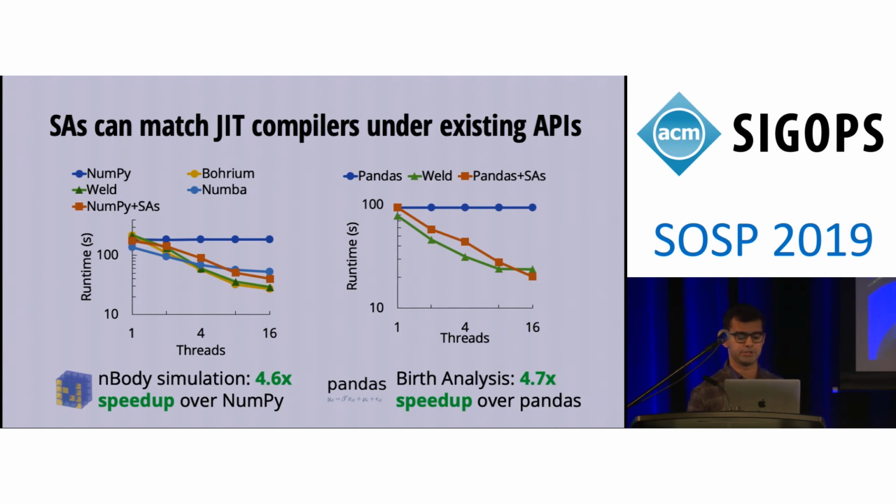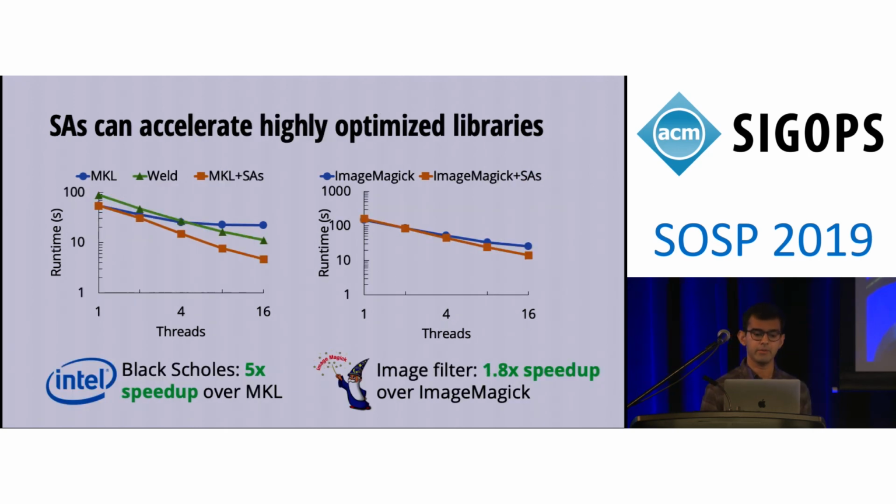We were able to match Weld's performance on this more complex pandas workload that constructs a pivot table and then performs a join and an aggregation. And finally, we can also accelerate these highly optimized libraries, such as Intel MKL and ImageMagick. I showed the result on the left already, but just to reiterate, just by adding these annotations, we can basically get better memory performance by doing pipelining and getting a 5x speedup over standard MKL there.